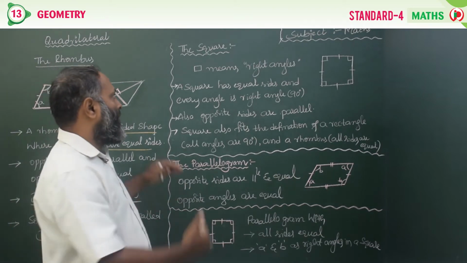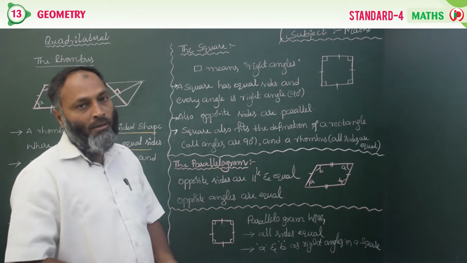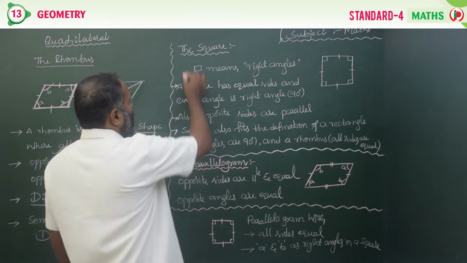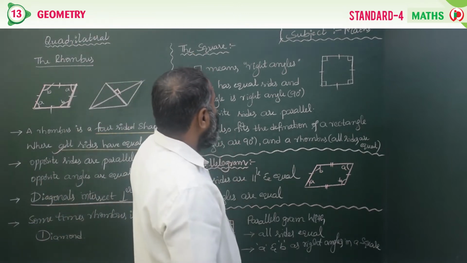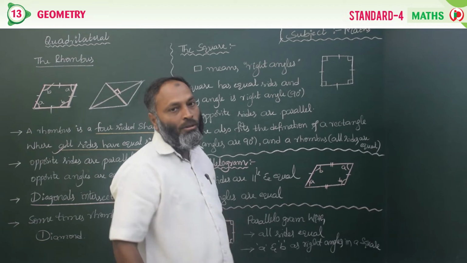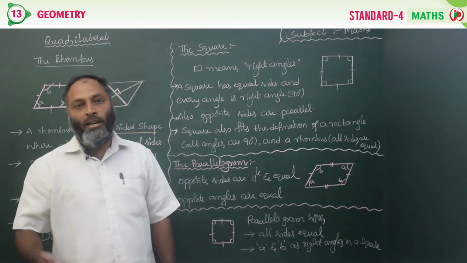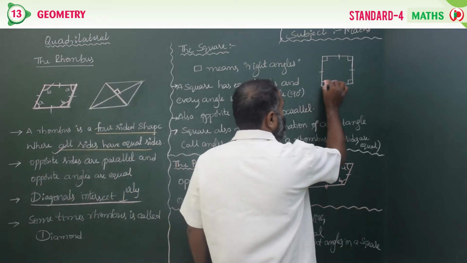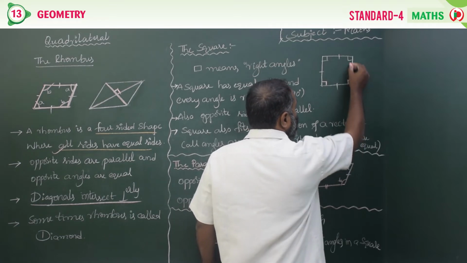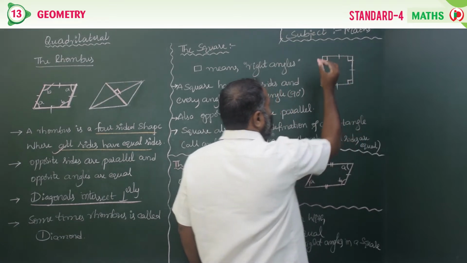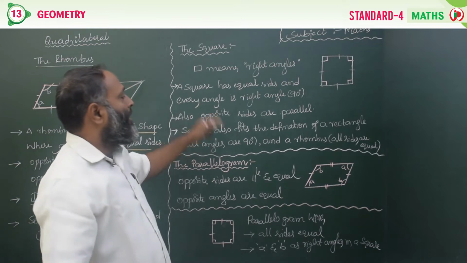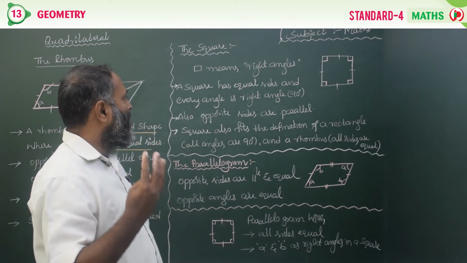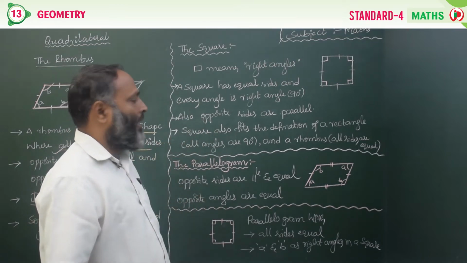Then after that, the next quadrilateral is the square. So what is a square? Square means right angle. All the angles in a square are equal to 90 degrees. This angle, this angle, this angle, this angle, all the angles are 90 degrees. So in the square we have four equal sides and four equal angles.